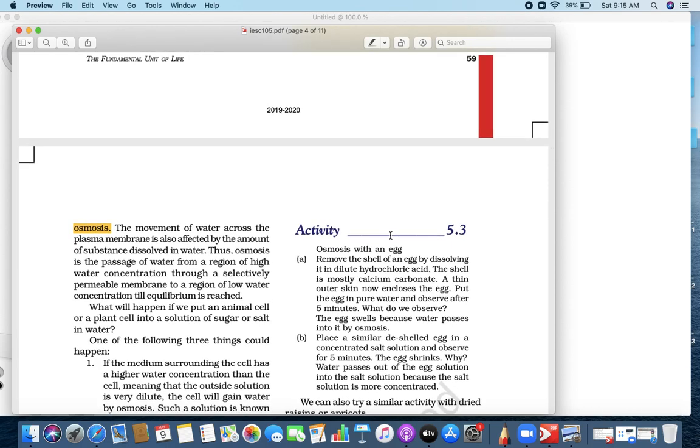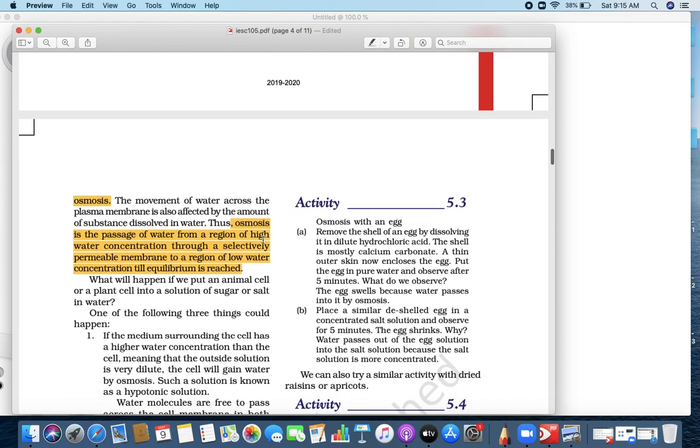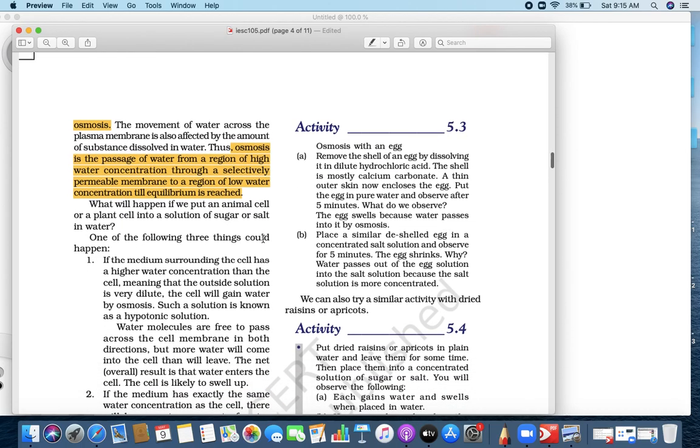Now, we are going to see more on osmosis. This is quite an interesting thing. The movement of water across the plasma membrane is also affected by the amount of substance dissolved in water. What does that mean? Osmosis is the passage of water from higher concentration to lower concentration through the selective permeable membrane. Now, there are three cases. The first is a hypotonic solution.